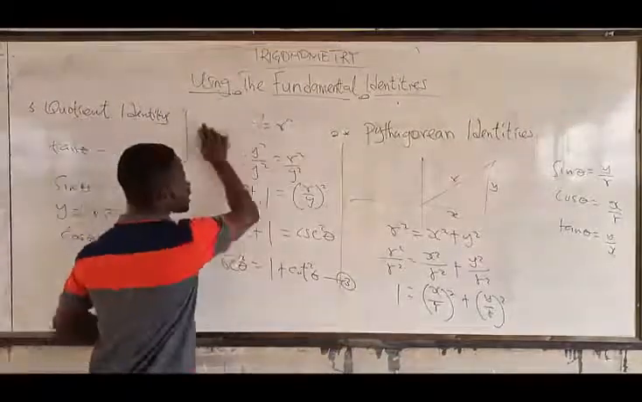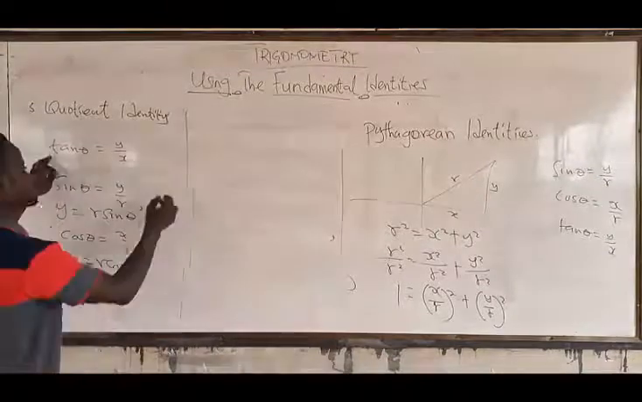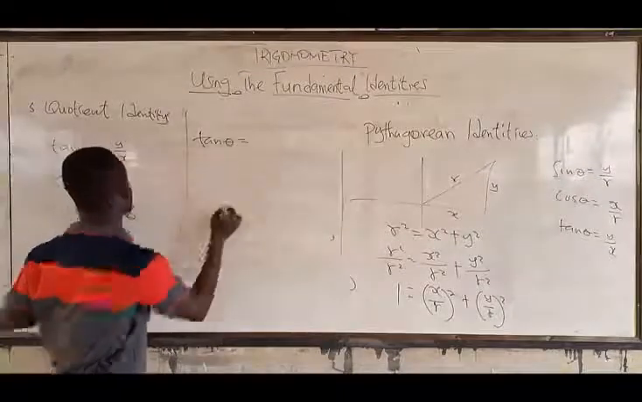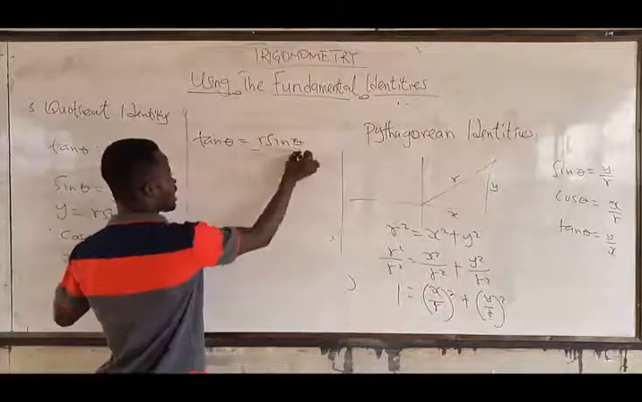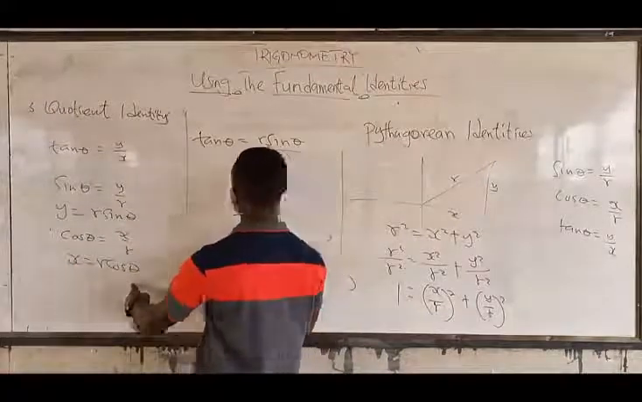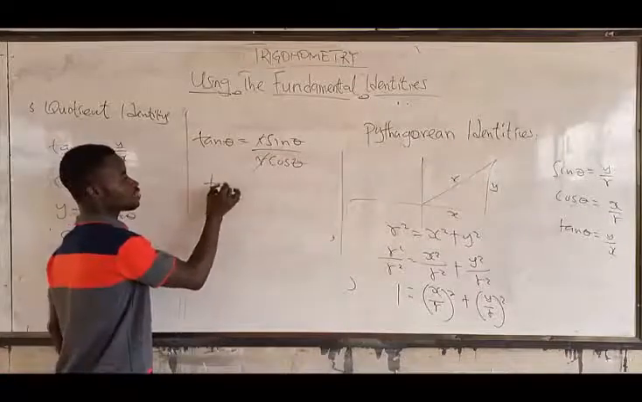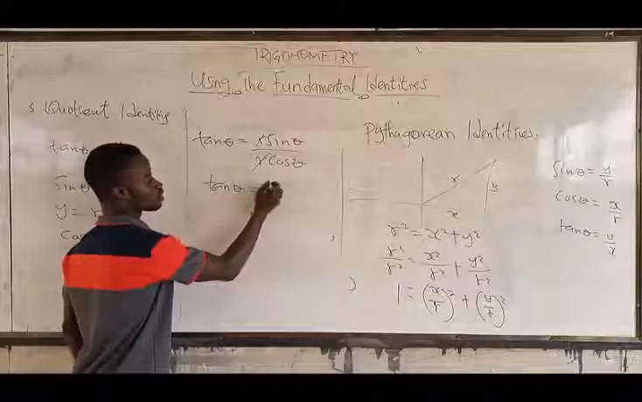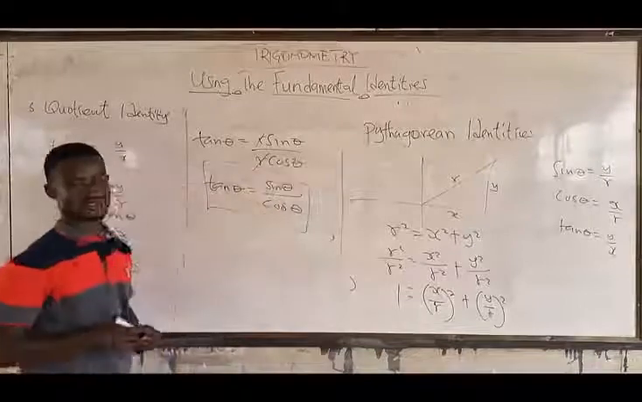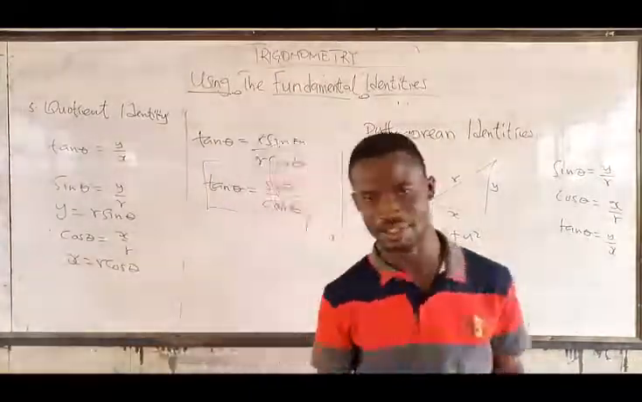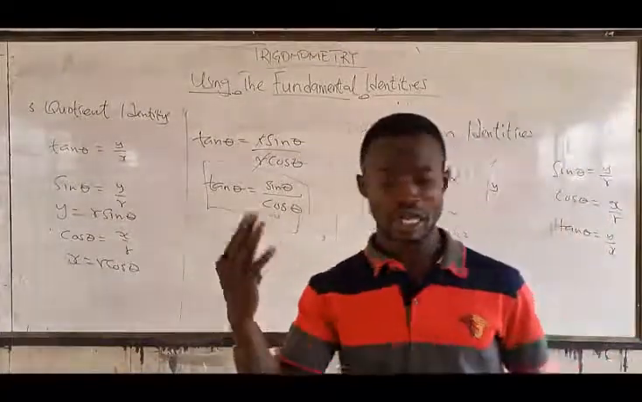By substitution, we are going to get our quotient identity. For tan theta, the y here is r sin theta, and the x here is r cos theta. So the r cancels the r, therefore tan theta becomes sin theta over cos theta, and that is the quotient identity. Very good. Now, which identity is left?